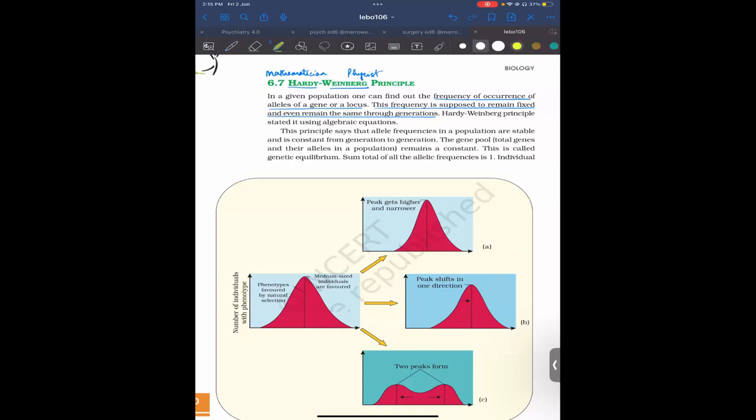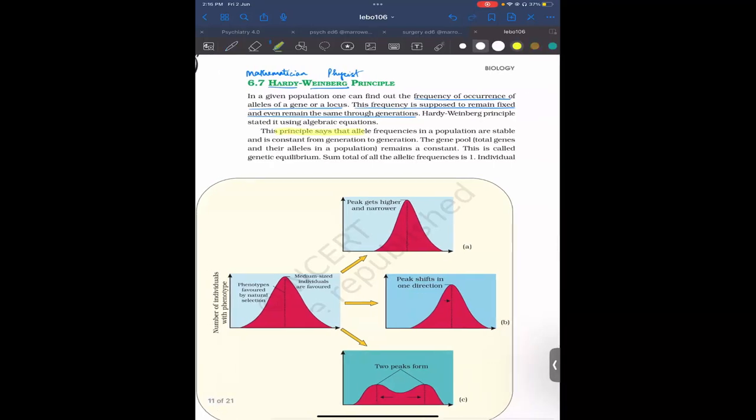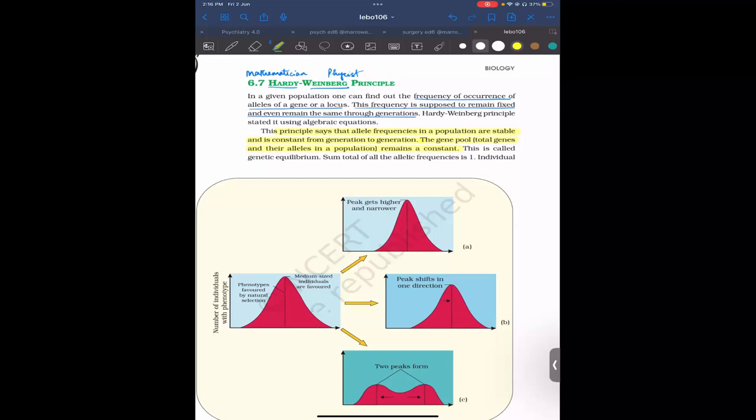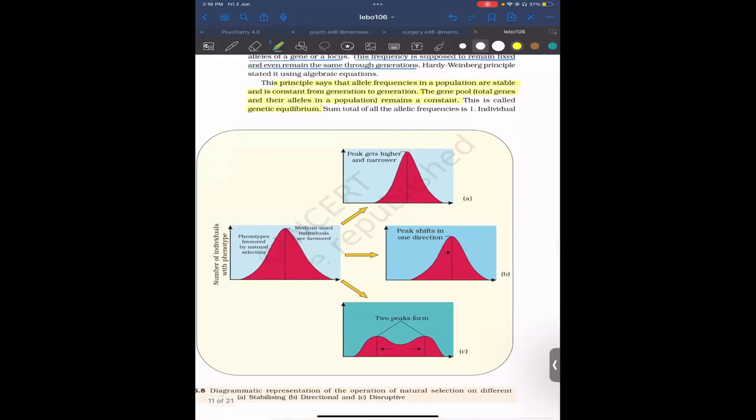What does the principle say? The principle says that the allele frequencies in a population are stable and constant from generation to generation. The gene pool, that is the total genes and their alleles in a population, remains constant. This is called genetic equilibrium. So the sum total of all the allelic frequencies is 1.